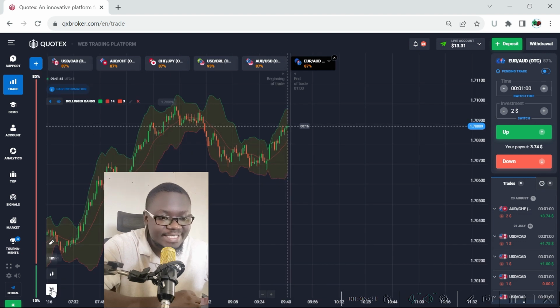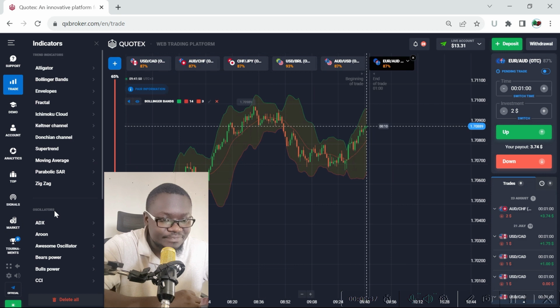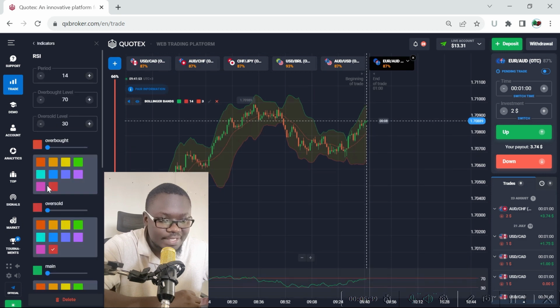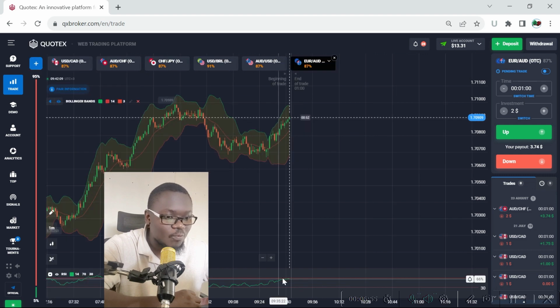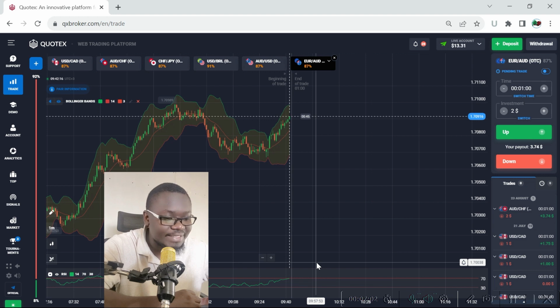So the next indicator that I want us to add to this chart is the RSI. So we will go for the RSI, also known as the relative strength index. It is used to tell when the market is about to reverse. For example, if you see this moving average go above the 70 level on this chart, then it means that there is an imminent reversal.